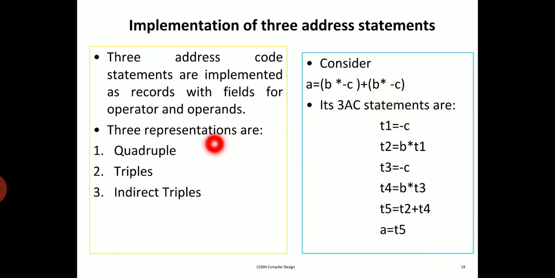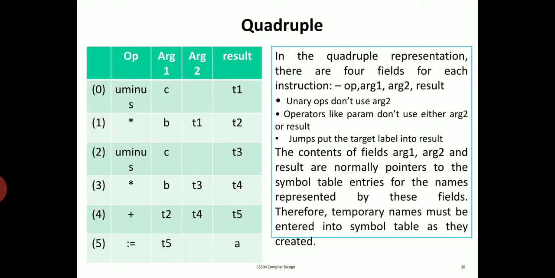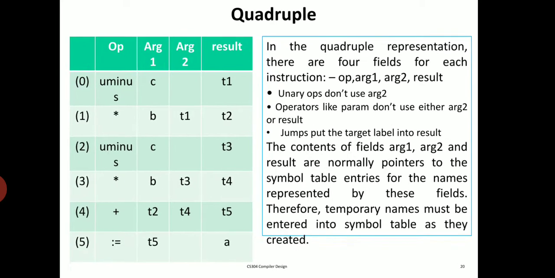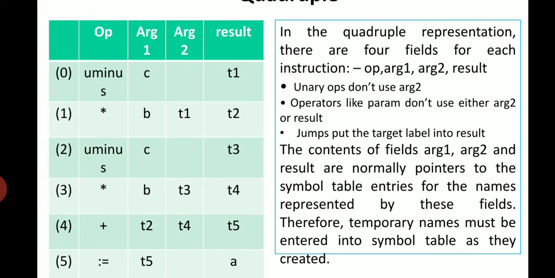How we can arrange this as quadruple, triple and indirect triple is discussed on the next slides. Initially it is quadruple. Quadruple means 4, so we have the 4 fields: op, arg1, arg2 and result. In the quadruple representation, there are 4 fields for each instruction. So T1 = -c, that was the initial statement. The operator is unary minus, arg1 is c, arg2 we can leave blank. Then the result will be stored in a temporary variable T1.